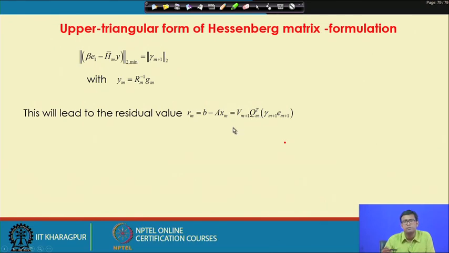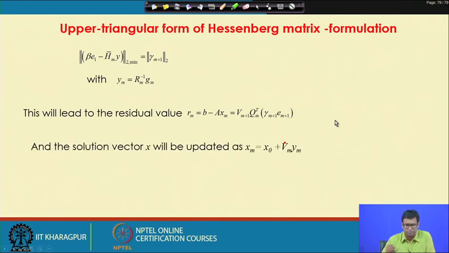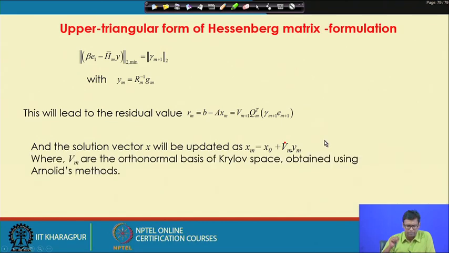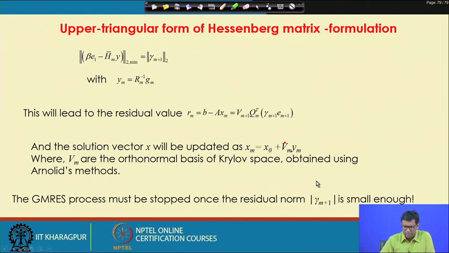Why Qm transpose? Because when calculating gamma m we have multiplied Qm with the beta vector. The solution will be updated as xm equals x0 plus Vm Ym, where the Vm are orthonormal basis vectors of the Krylov space obtained using Arnoldi's method. And this process must be stopped when the residual is small. Finally, gamma m plus 1's L2 norm is the residual, and when this value is small enough, this process should be stopped.